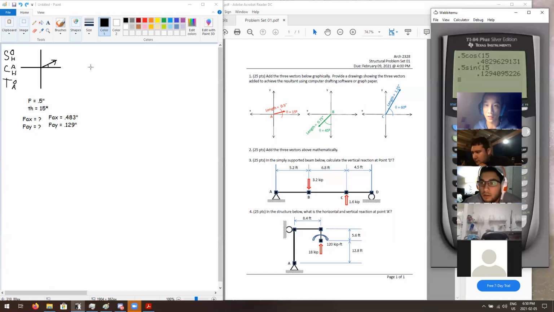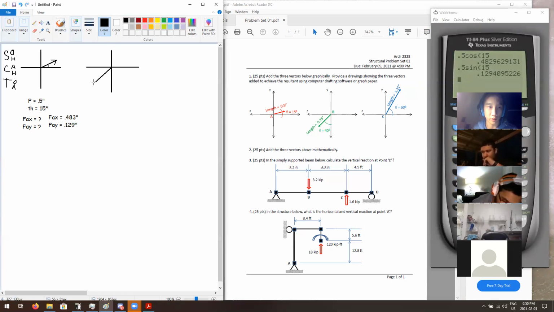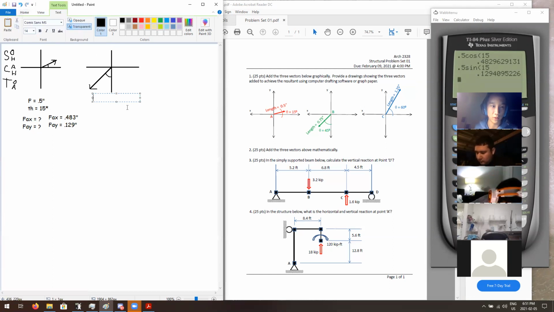I'm just going to speed through the next few ones because it's the same thing. Now we're doing B. I'm going to slow down a little on this one because there's an interesting thing with it. This is theta right here. F sub B is 0.75 inches, and theta sub B is 45 degrees.